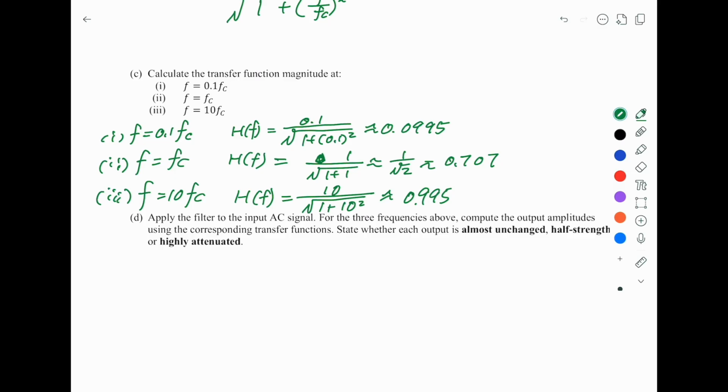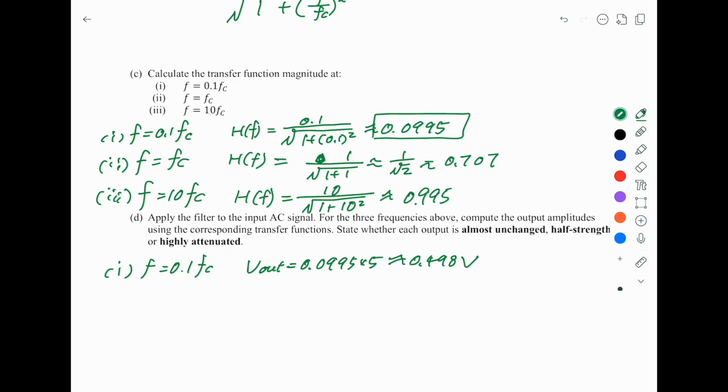So let's look at them one by one. Case 1, when f equals 0.1 of the cutoff frequency. In this case, the transfer function is 0.0995. So your output is 0.0995 times 5, which equals 0.498 volts. So you get only 10% of the input amplitude. So this is highly attenuated.